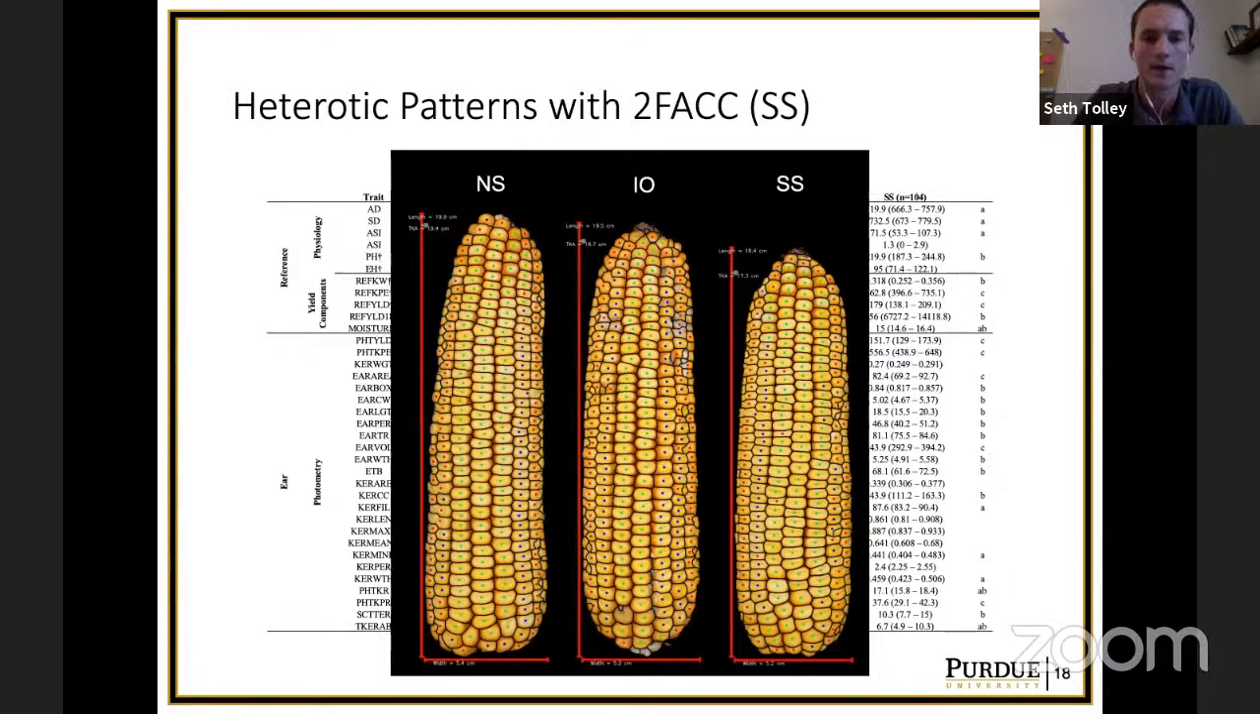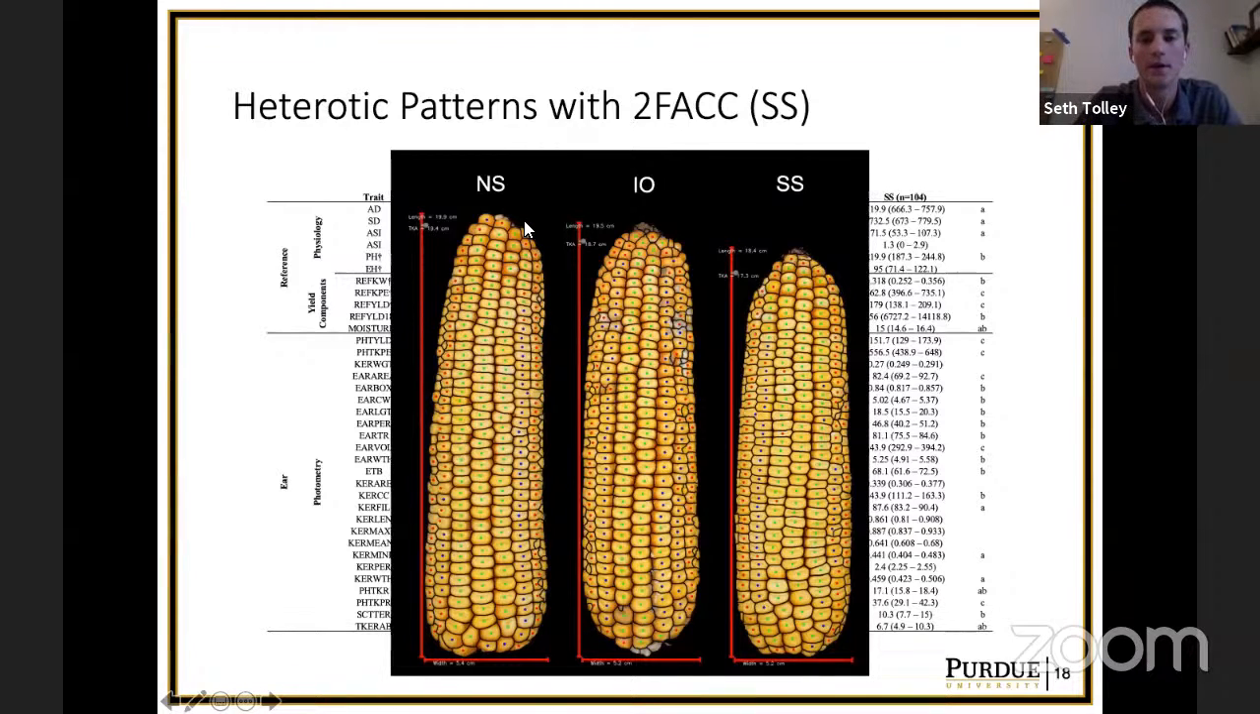before I dig into it, let me just say that these ears are mean ears for each of these heterotic groups. They aren't cherry picked just to show the results that we were looking for. So what we found was that the non-stiff stalks had the significantly greatest yield, where the stiff stalks was significantly worst. The iodent was found to be an intermediate between both of these heterotic groups.